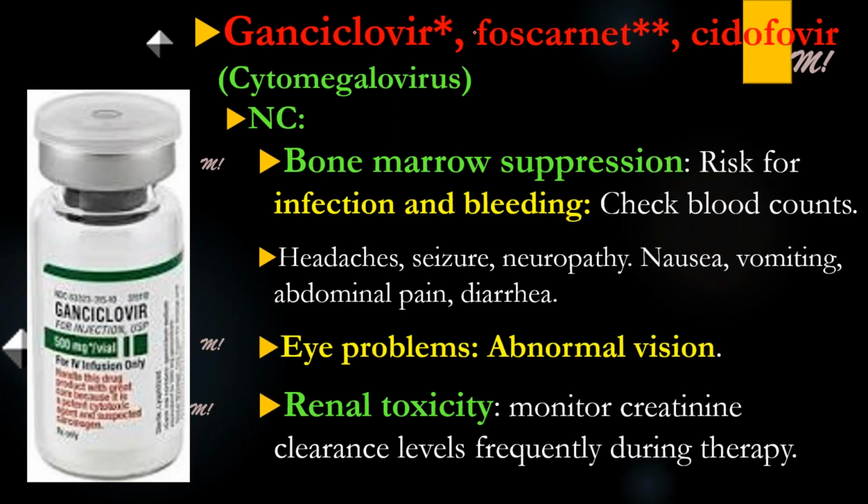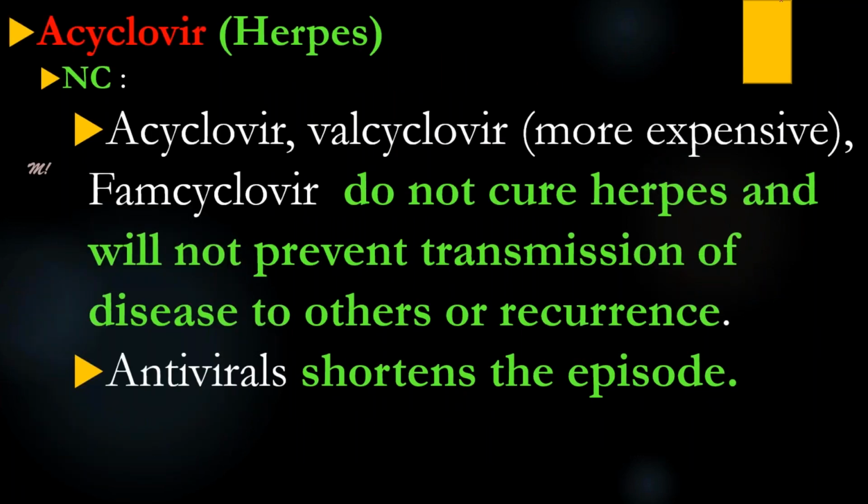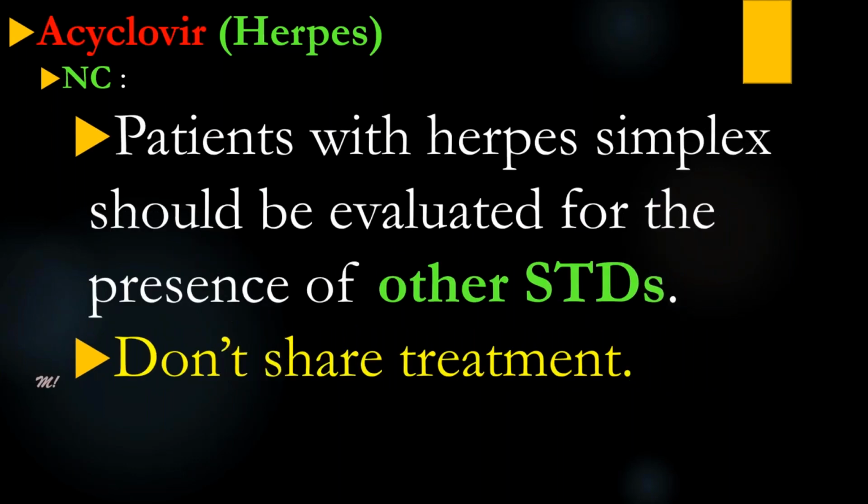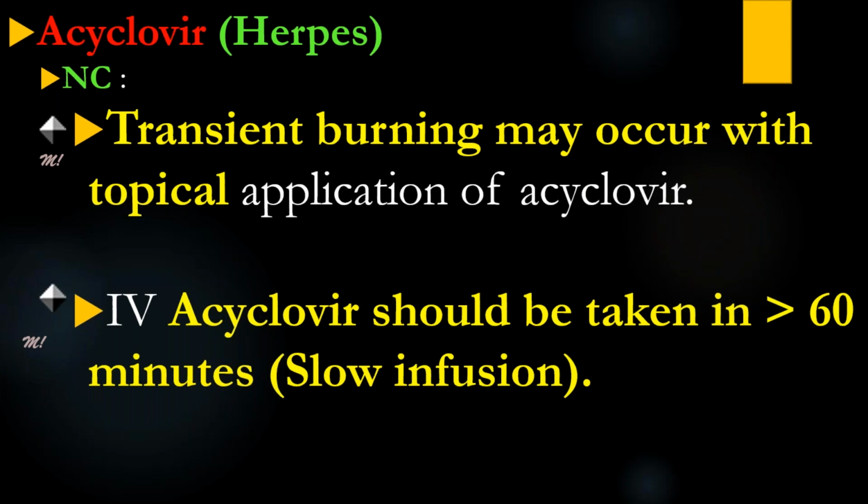Ganciclovir with bone marrow suppression, that is the bad guy, remember? Bone marrow suppression. Ganciclovir for cytomegalovirus retinitis, we talked about that. And in general, again, we have liver problems, we have kidney problems. Acyclovir: none of these antivirals are going to cure a virus, never. What they are going to decrease is the duration of the disease. Don't share treatment when you're using acyclovir. There is burning when you apply it, so you need to apply a very thin layer of acyclovir. The IV should be given over no less than 60 minutes. It can produce hypotension.